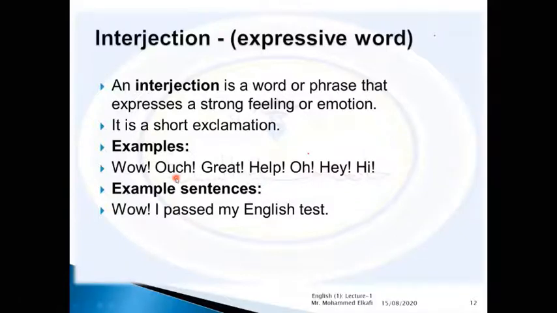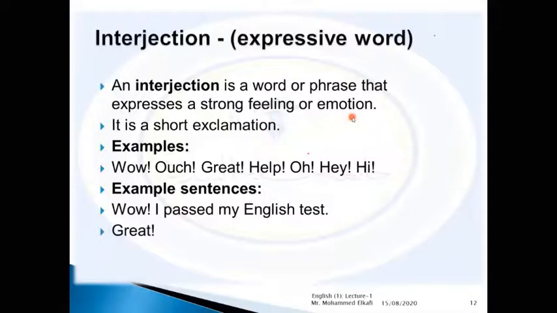You are working, you use the hammer, and then you hit your finger. You will say, ouch! I hit my finger. Or even, ouch! I cut my finger. So we think of it as a form. An interjection is a word that expresses strong feeling or emotion.